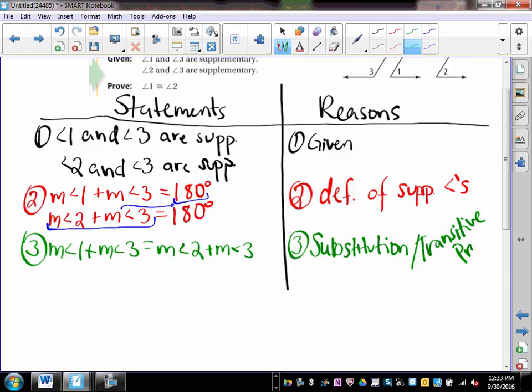You never have enough room for this. Right. Now what? What are we subtracting? The measure of angle 3. This is 1 unit here. So the measure of angle 1 equals the measure of angle 2.